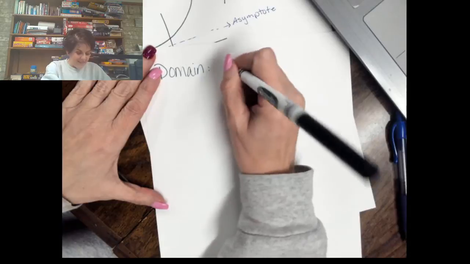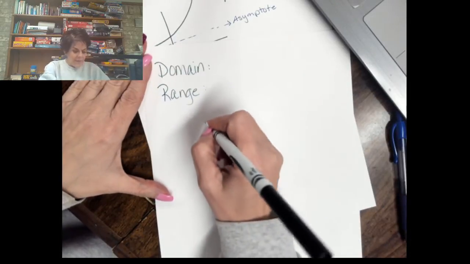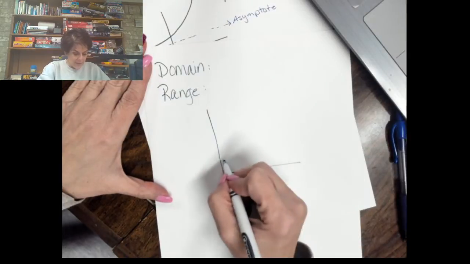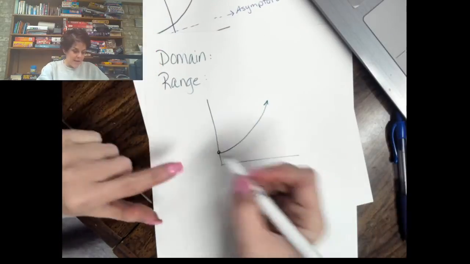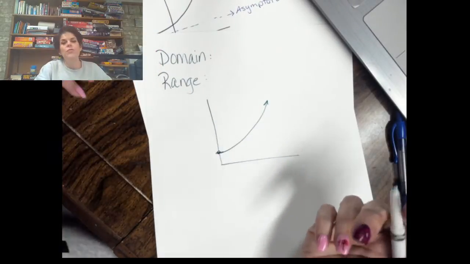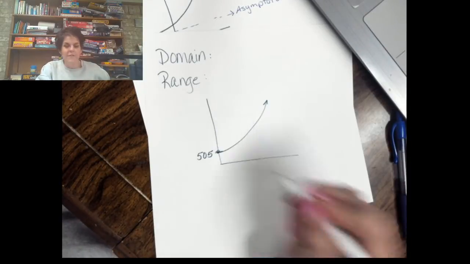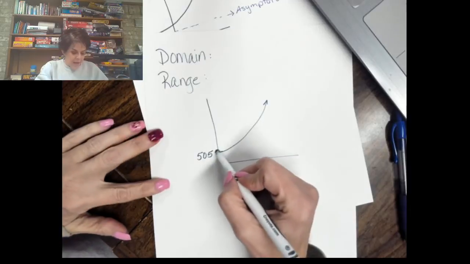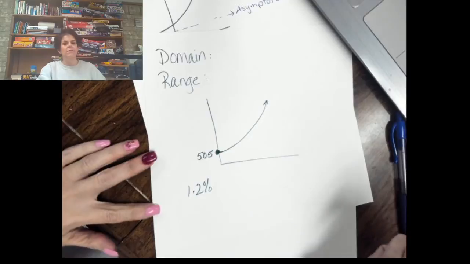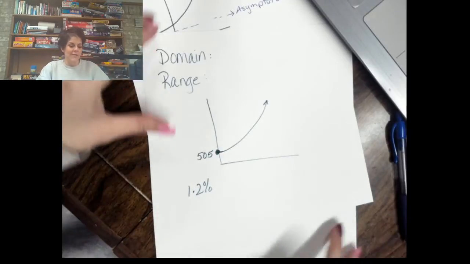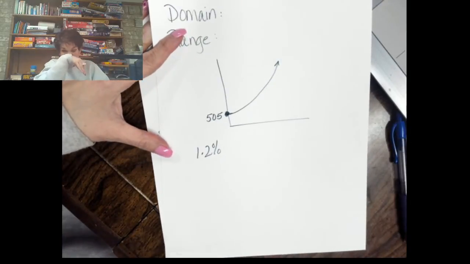So let's say I give you, for the domain and range, a real world situation. Let me give you something like this. Okay. And so let's say we're doing moose in Yellowstone Park. And let's say there's 505 moose in Yellowstone when we start. And let's say that we're adding 1.2% moose every year. Okay, I know that's not very much, but whatever. We're going to go with it. And you're like, I don't want to go to Yellowstone and add moose.